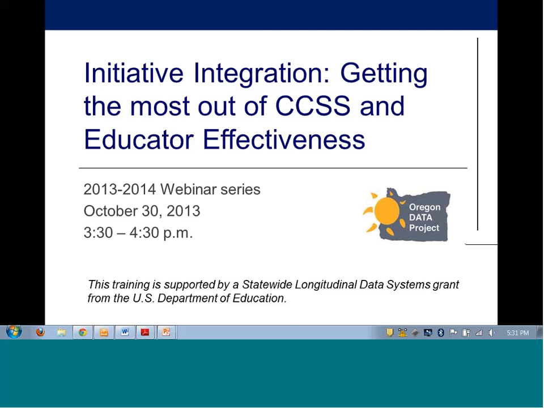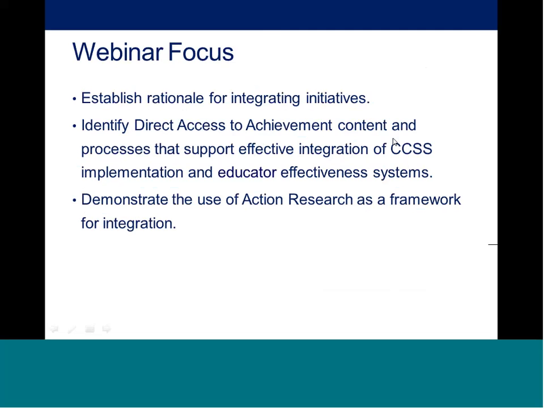All right, and we're going to go ahead and get right into it because we just have this one short hour. And what we're going to focus on today, as Mickey mentioned, is establishing really that rationale for integrating initiatives and identify the content and processes from the Direct Access to Achievement project that support effective integration, particularly of Common Core state standards and educator effectiveness systems within the school. And we want to demonstrate how you can use a framework like Action Research to assist you in that integration.